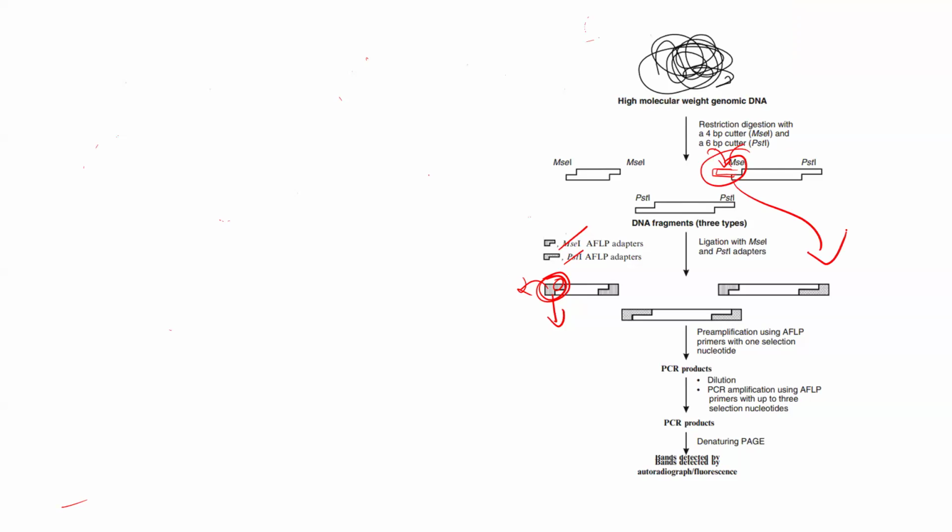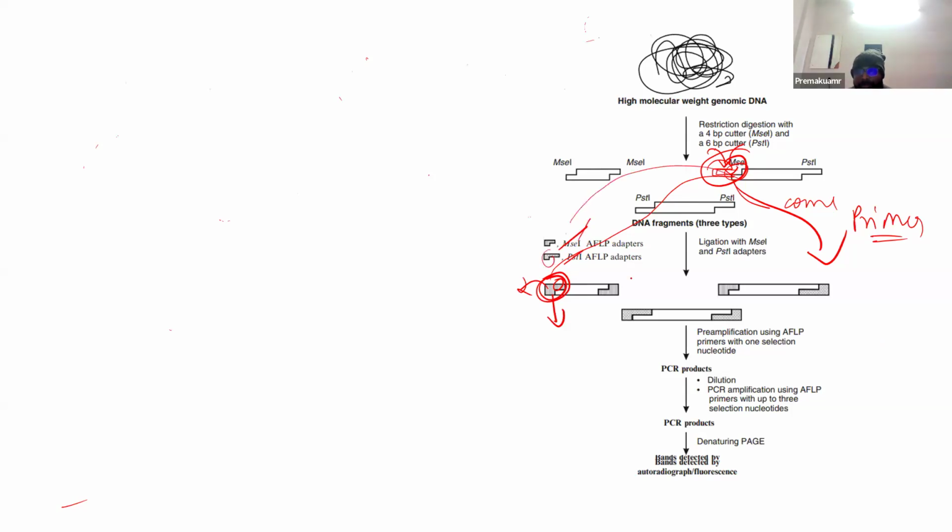Sir, is that primer the adapter? The adapter is used as a complementary sequence for primers. The adapter will join at the blunt end sequence only. Now you understood? When you add the MseI specific AFLP adapter, it will join here, and this other adapter will join there. We already know the complete sequence of this one, and the adapter sequence also. From that, we will amplify this.